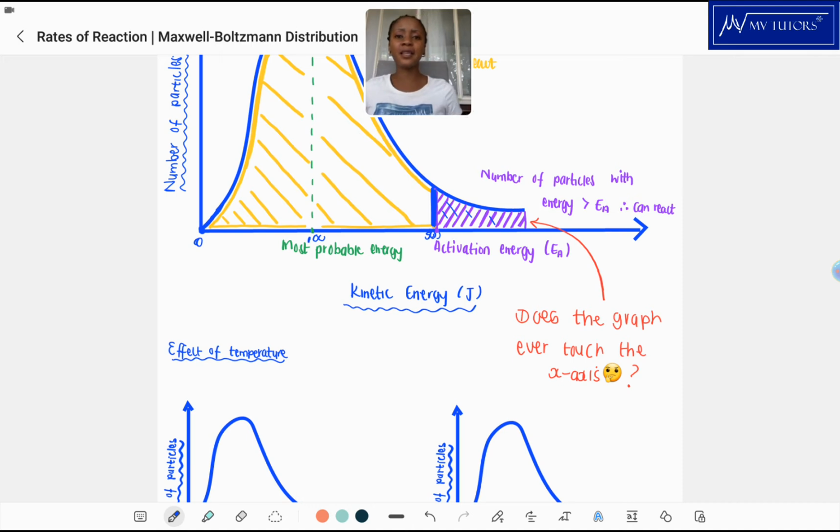Obviously, if you don't have any particles, there is no energy. That's why it starts at the origin, where the x and y-axis intersect. So it starts at 0. But my question is, does it ever get to a point where it eventually touches the x-axis, or is it going to continue in an asymptote way, where it wants to touch the x-axis but never really touches it? Okay, we're going to take a short break and we'll be back.